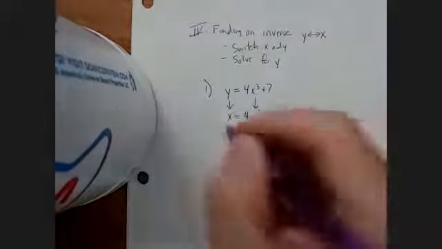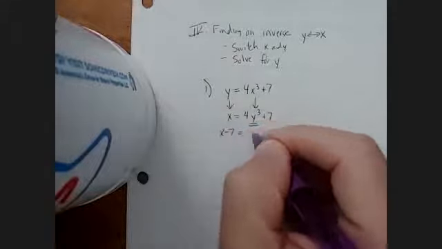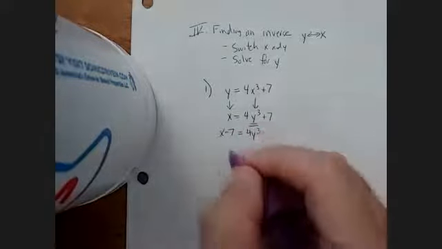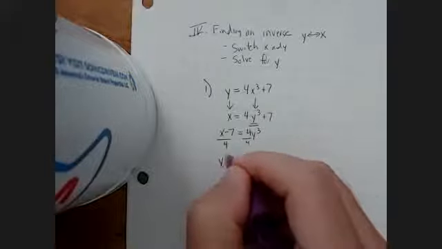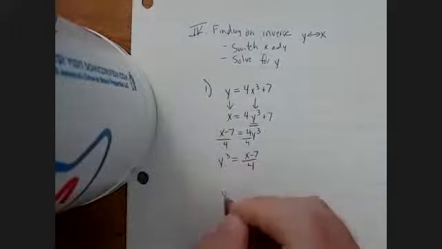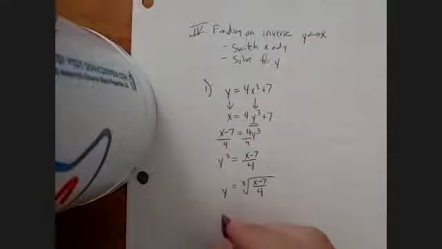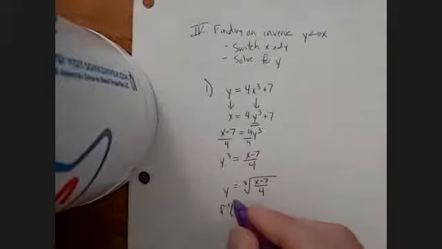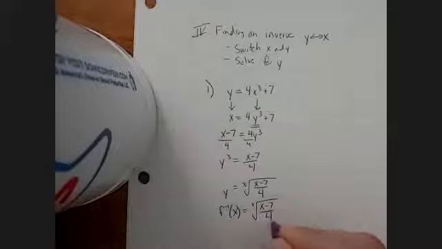But then I have to solve for y. So here's my new y. So x minus 7 equals 4y cubed. I'll divide both sides by 4. Y cubed equals x minus 7 over 4. And then cube root both sides. So there is my inverse. And if I really want to be fancy, I'll use inverse function notation like that.